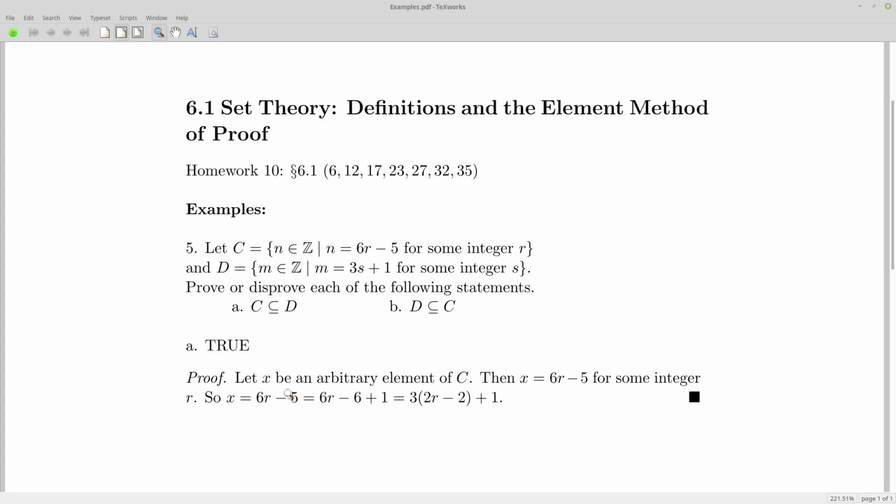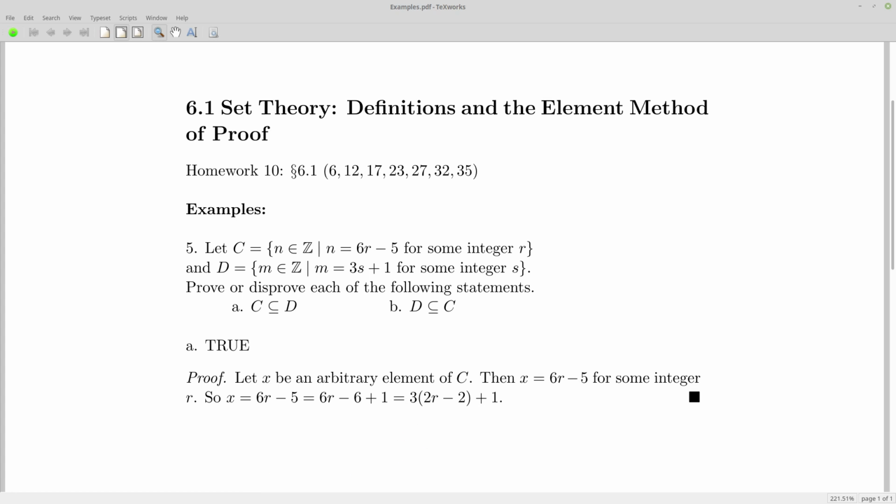And so x is going to equal 6r minus 5. We already knew that. And I could rewrite that as 6r minus 6 plus 1. The adjustment that I made to get that plus 1 gave me a minus 6, and that's going to allow me to factor out that common 3. Of course, you could factor out the entire 6, but our goal is to get a 3 in order to show that we have an element of D. So I'm not going to bother factoring as much as I can. I'm just going to factor what I need. Now I've got 3 times some stuff plus 1.